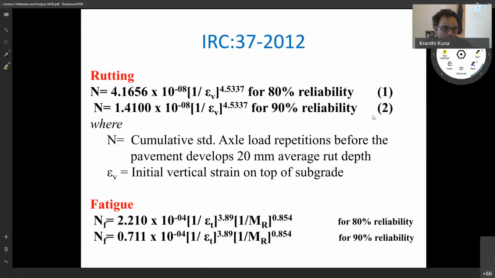So coming to what is the model that we have in IRC 37 2012, and there is also a slight modification in the 2018 model. We are talking about these models. The number of cycles to failure in rutting is this model. We have epsilon v. This is for 80% reliability, and this is for 90% reliability.